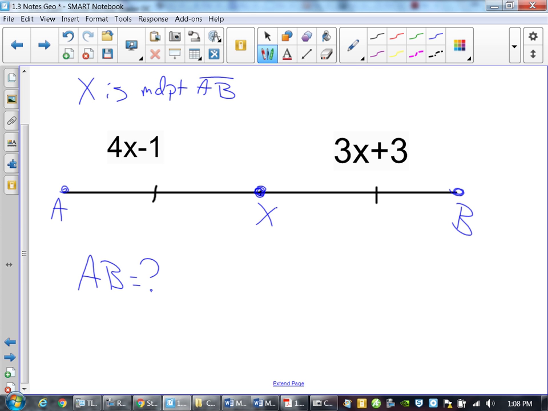So, a couple things you can go about doing this. We know that X is the midpoint of AB. Therefore, we know that AX has to equal XB. All right?